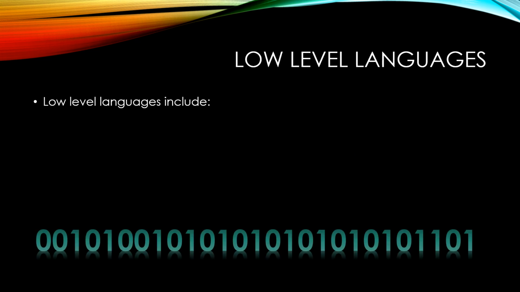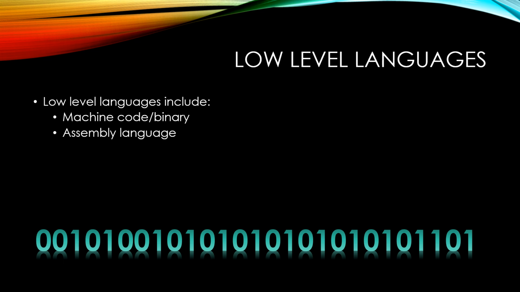Low-level languages include machine code, which is binary, and assembly language. Machine code is processor specific. This means a command, such as the store command, would have a different binary code on each different type of processor. This means that code needs to be compiled specifically for the processor it's going to run on.